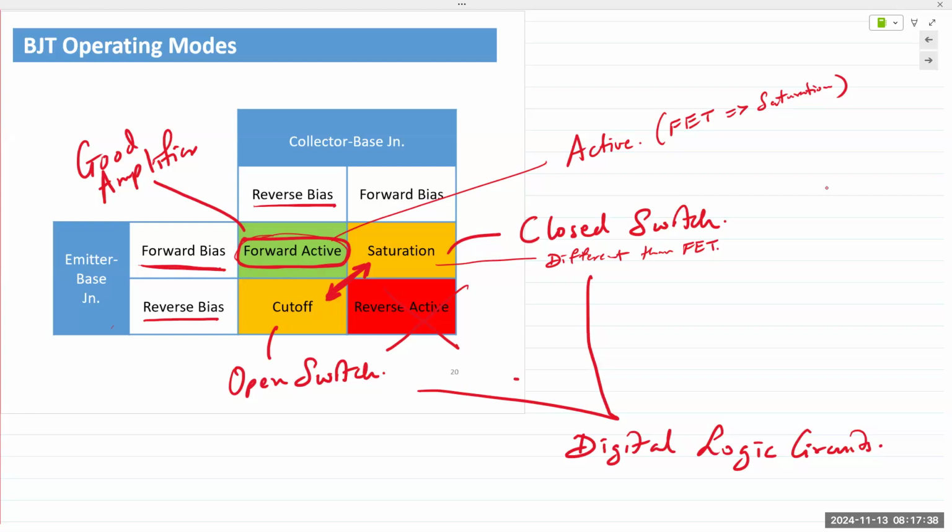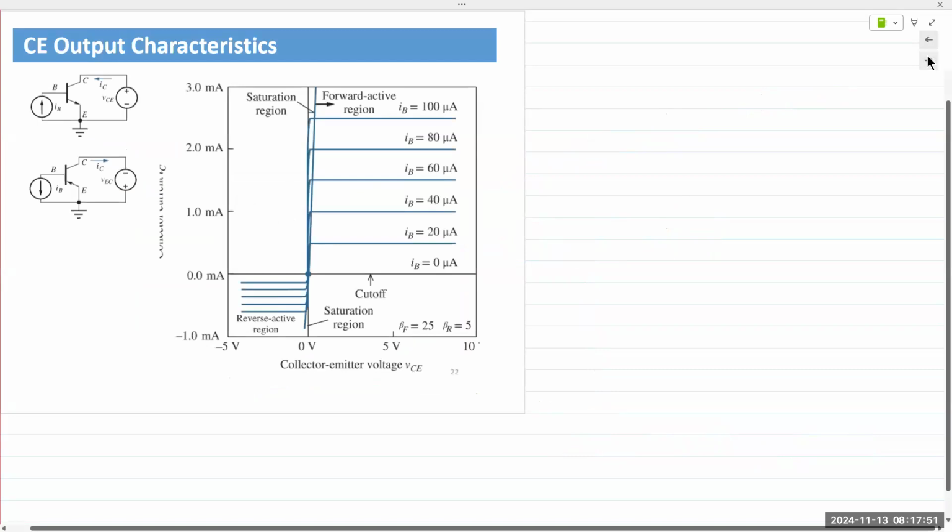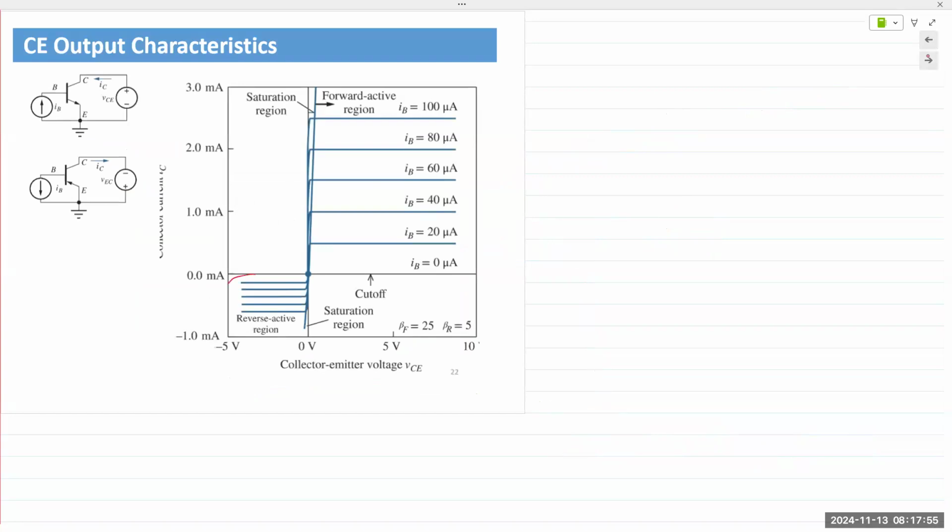Yes, what exactly does reverse active mean? What characteristics would we see if we accidentally did that? Well, this question is about characteristics, and the answer is on the next slide. Since we're talking about characteristics, I'll come back to the other slide. But the reverse active region is right here.